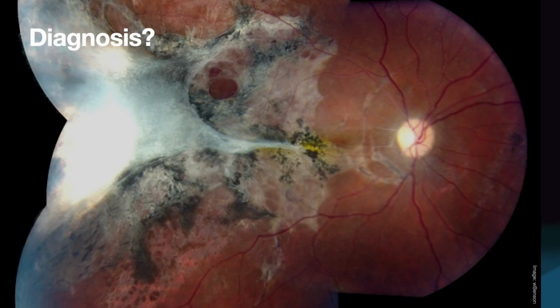Okay, what's our diagnosis here? We have extensive subretinal fibrosis, going from basically the fovea on out.